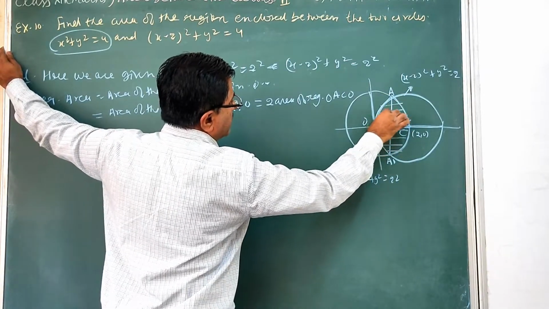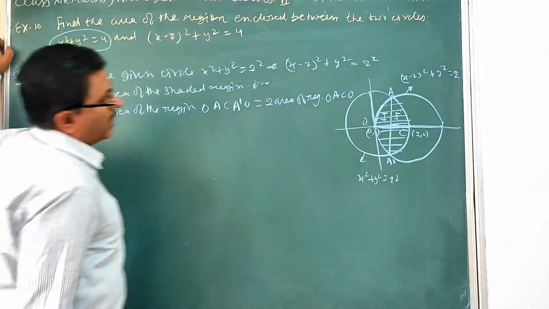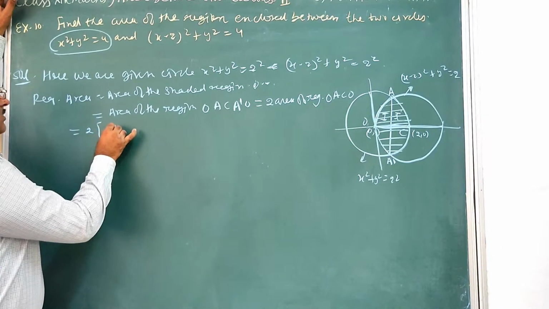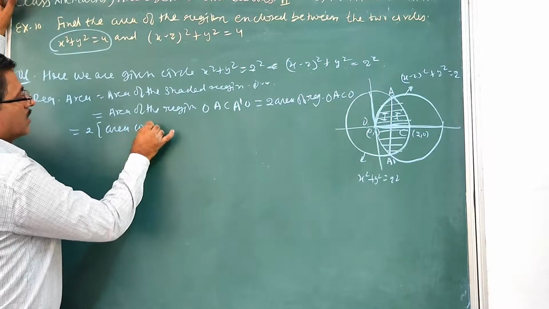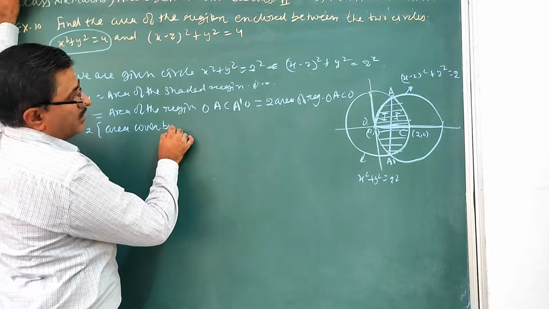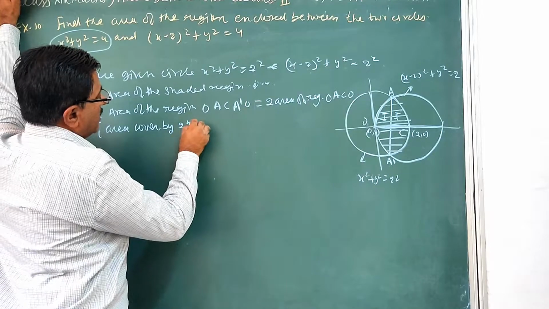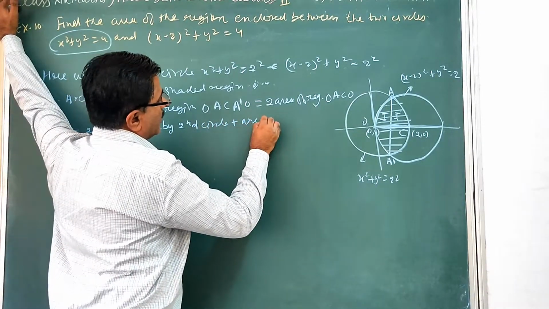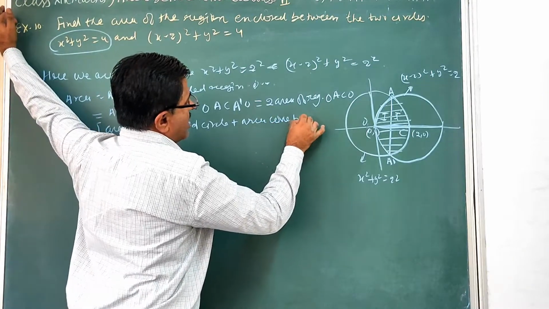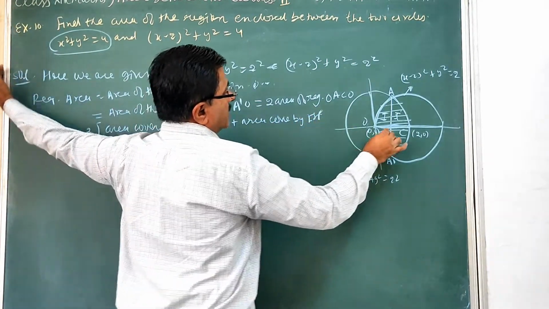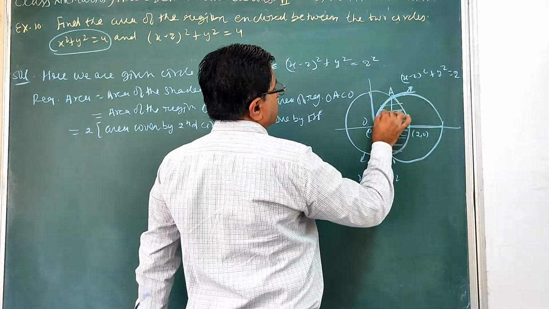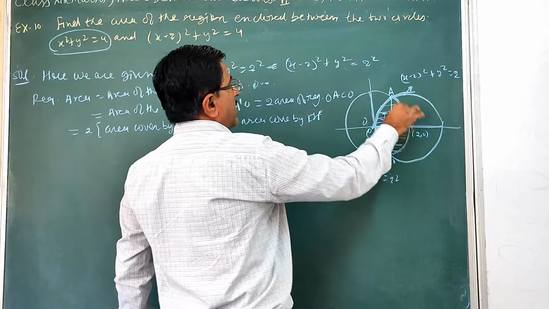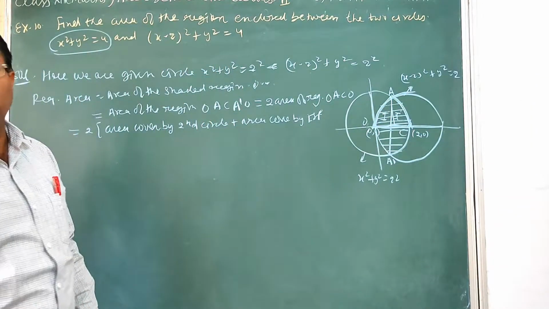Now the above region is again divided into two parts. So we can say 2 into the area covered by the second circle plus the area covered by the first circle. This is the area covered by the second circle up to this point, and this area is covered by the first. That you have to find.